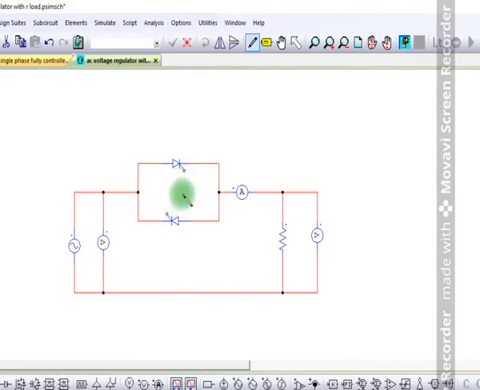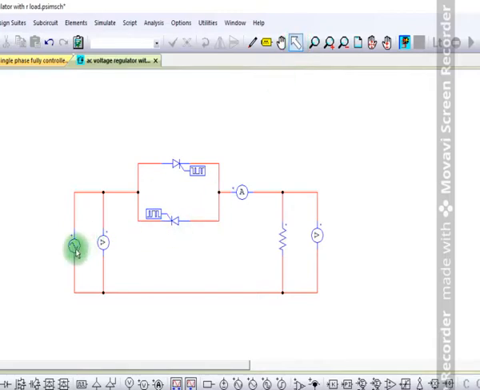And what is required, the remaining is the gating block, that is for providing the gate pulse, we require the gating block, and that is here. You select it and bring it, connect it, and then you just rotate it like this and connect. That means as far as the connection is concerned, we completed the connection.